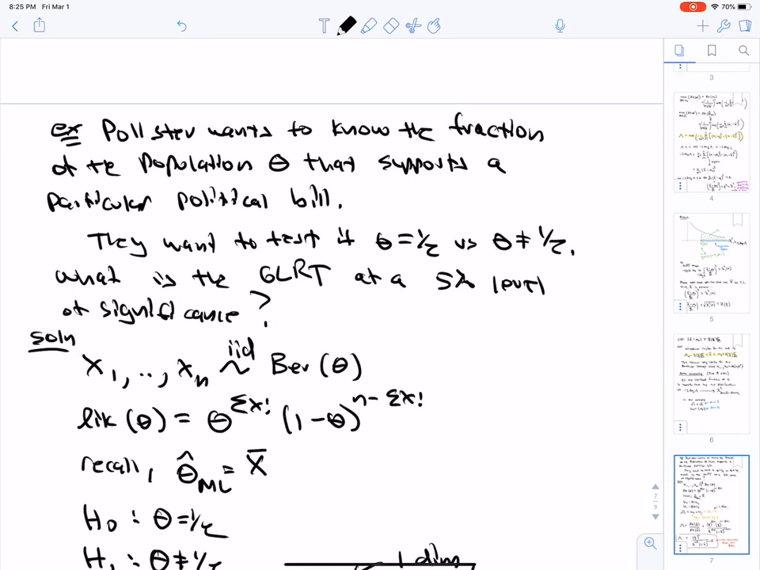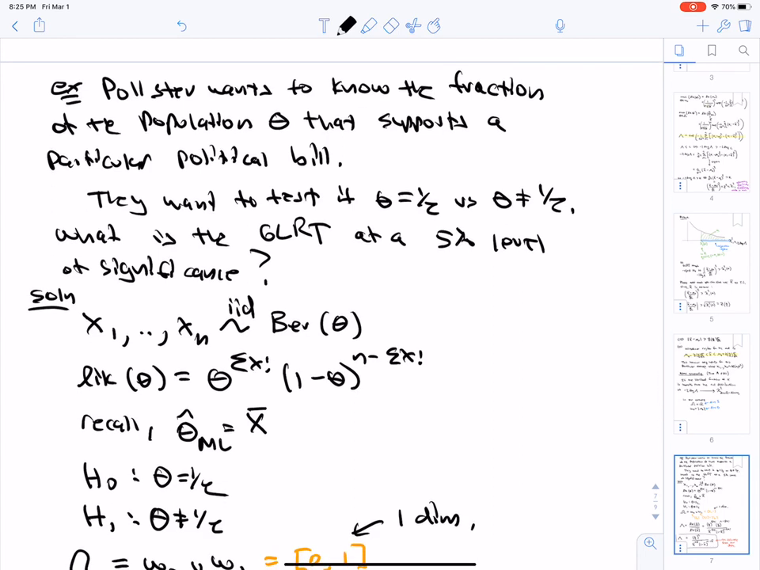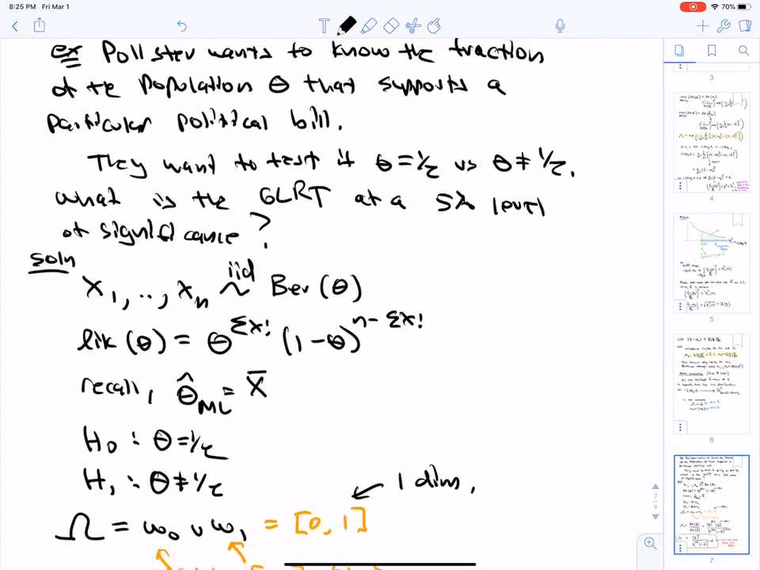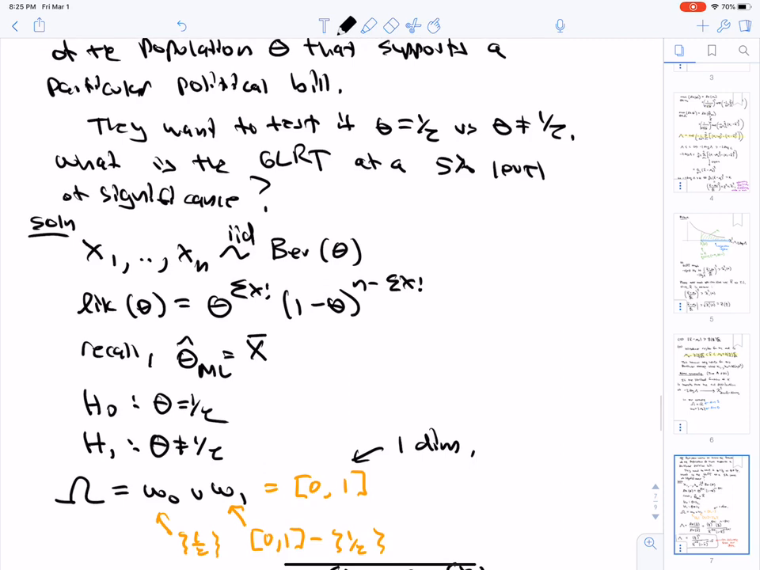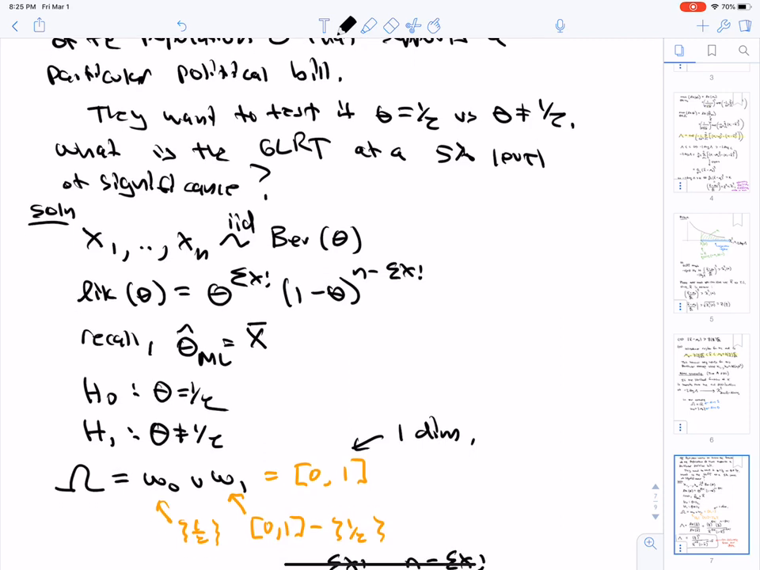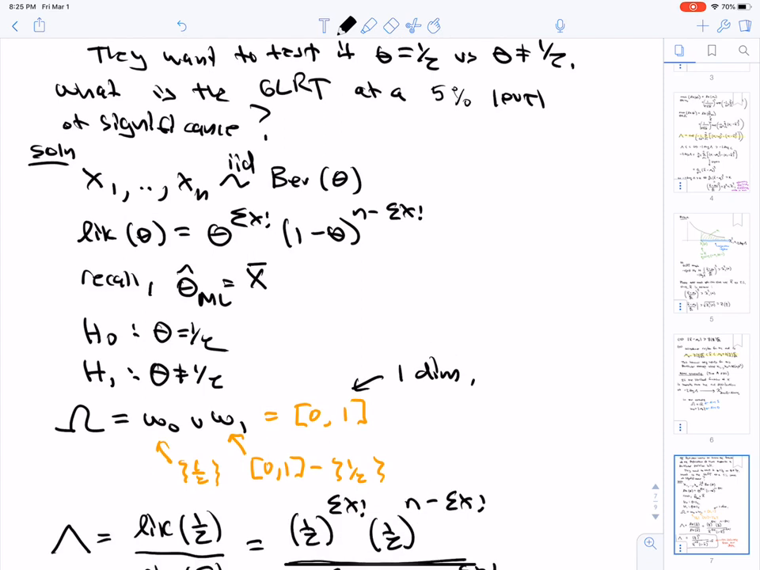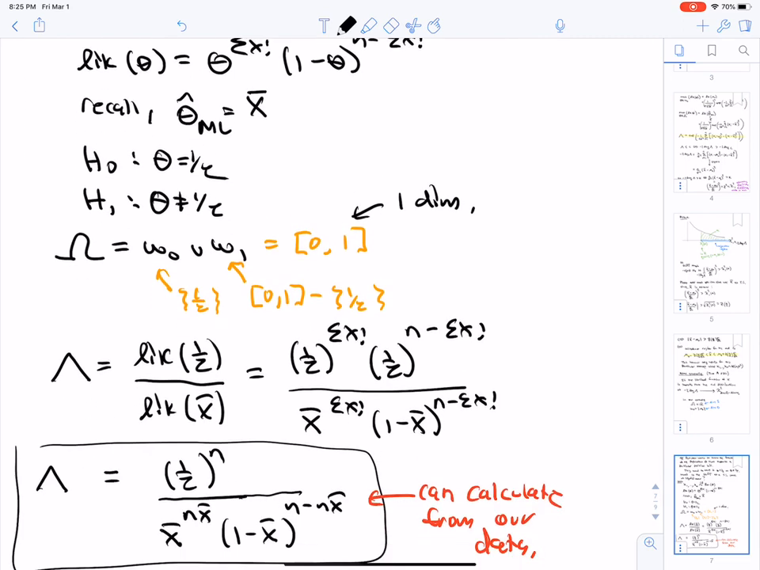So one more example. Pollsters want to know the fraction of population theta that supports a particular political bill. They want to test if theta is 1/2 versus theta is not 1/2. What's the GLRT at a 5% level of significance? So here x1 to xn is IID Bernoulli theta. The joint likelihood I've written down. Remember that the MLE is x bar, and our null and alternative hypotheses are described here.